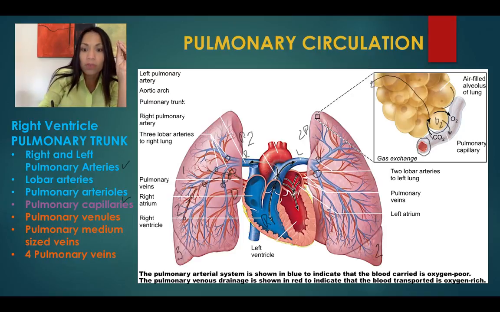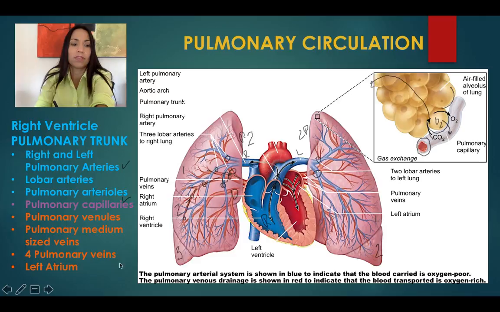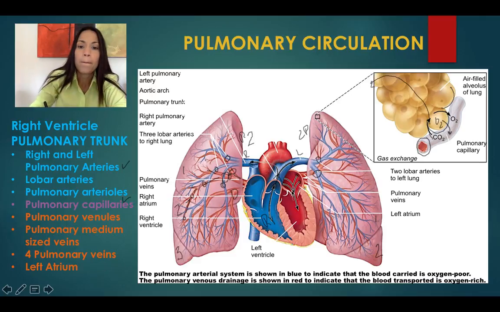and the 4 of them empty into where? The left atrium. That's where we end the pulmonary circulation. So it begins in the right ventricle, ends in the left atrium. That's it. So see you in the next video. Let's talk a little bit about the systemic circulation. Of course, a little bit more extensive.